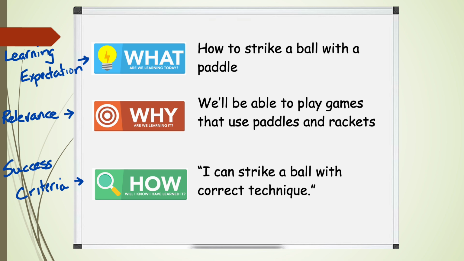Why are we doing this? Kids ask that all the time. Why are we doing this? Well, because we'll be able to play games that use paddles and rackets. Simple. What are the criteria for success? I can strike a ball with correct technique. And that's where you come in to teach them that correct technique and teach them the critical elements of the skill, whatever those might be.